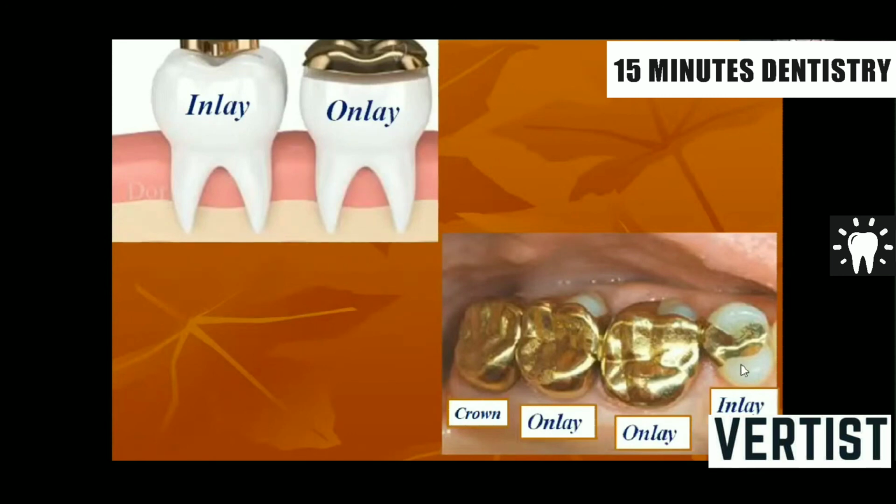Now, here is a picture on the right side. If you see, this is a class 2 inlay. It covers occlusal and proximal. This is a partial onlay. It covers the distobuccal and the palatal, both, but not this cusp completely. Here is again a similar onlay, and here is a complete crown.